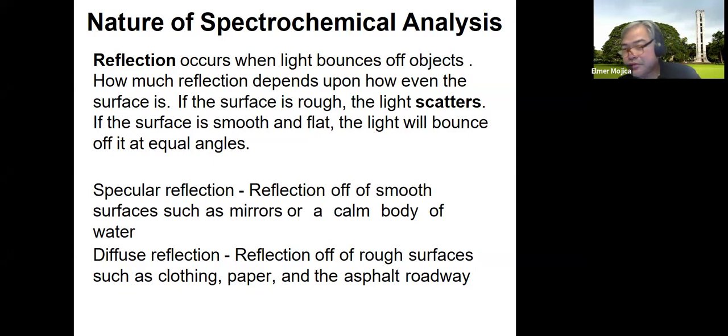Okay. So when we talk about reflection, this occurs when light bounces off the object. When the sample is stimulated by the application of external electromagnetic radiation, several processes can happen other than absorption that we have discussed before. One of them is what we call reflection.